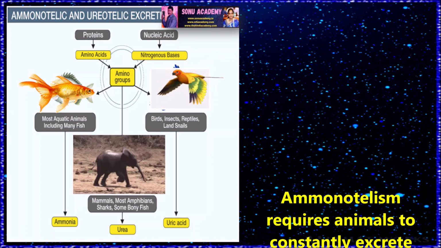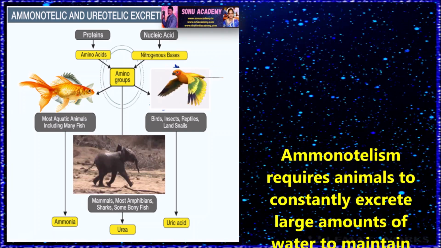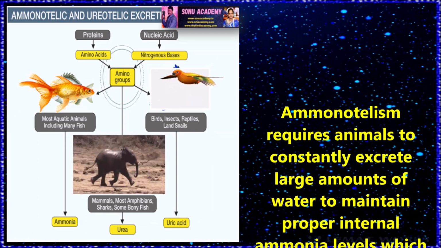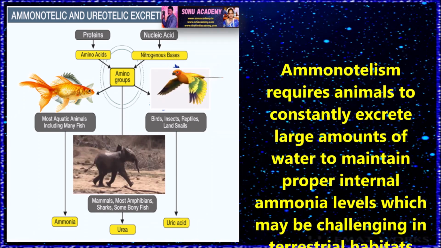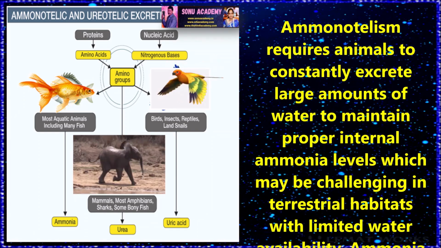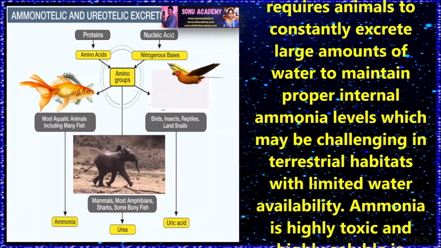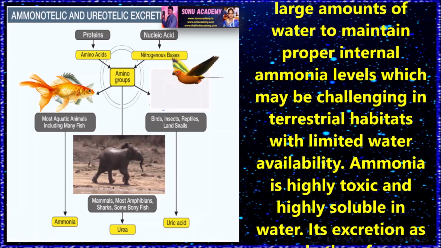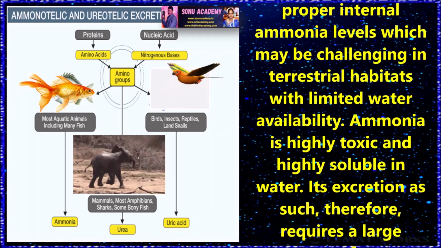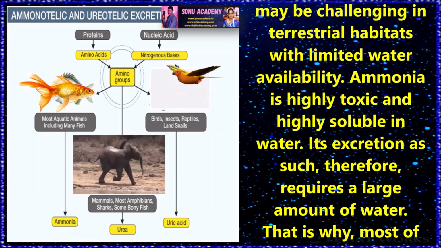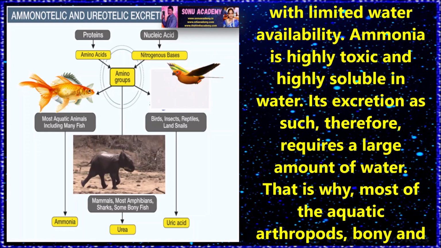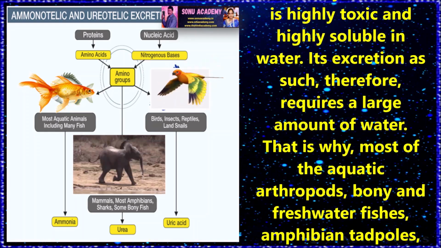Ammonotelism requires animals to constantly excrete a large amount of water to maintain proper internal ammonia levels, which may be challenging in terrestrial habitats with limited water availability. Ammonia is highly toxic and highly soluble in water. Its excretion as such therefore requires a large amount of water.